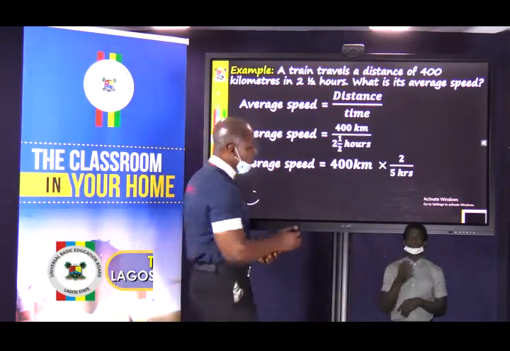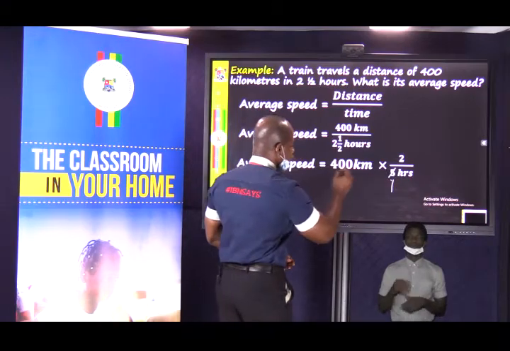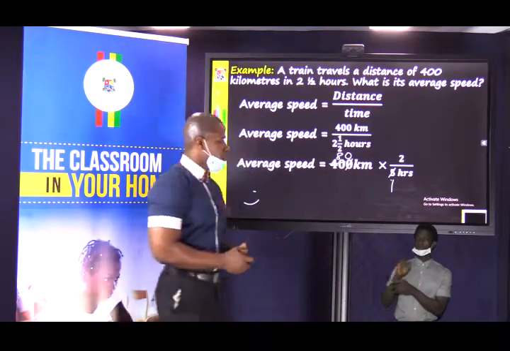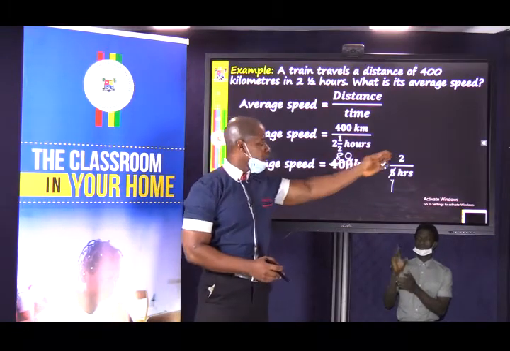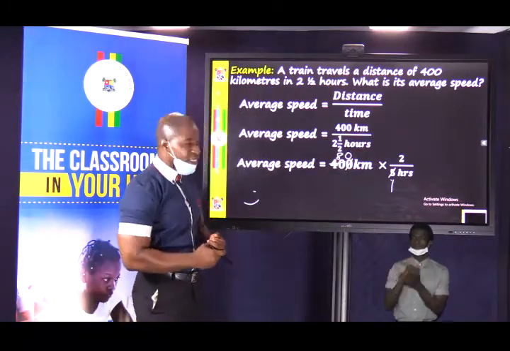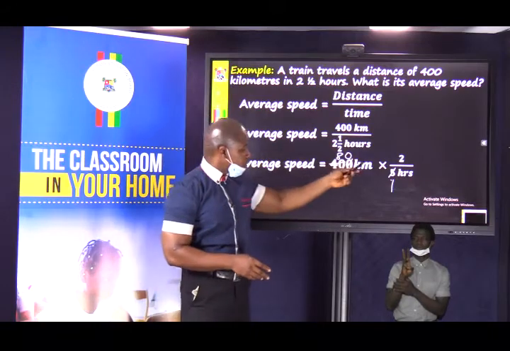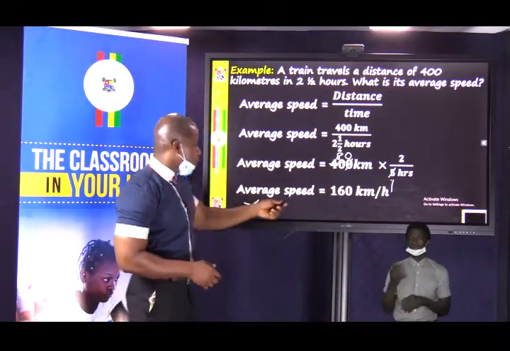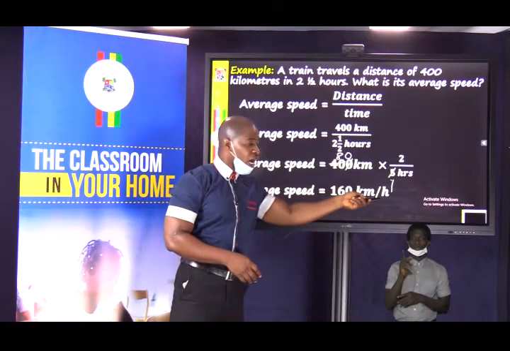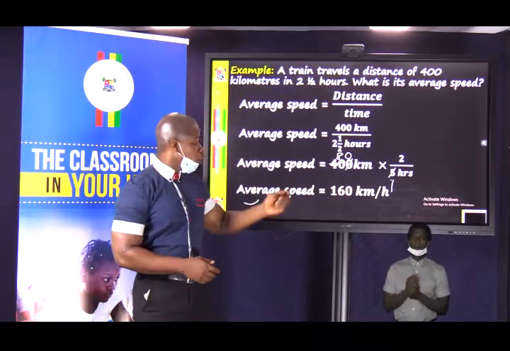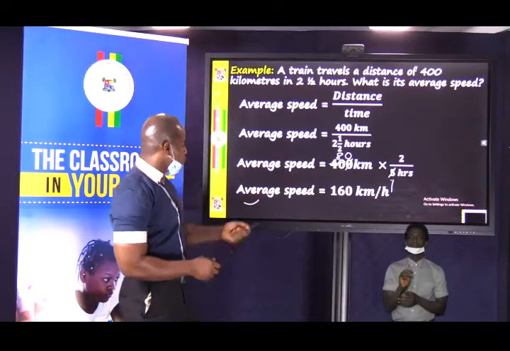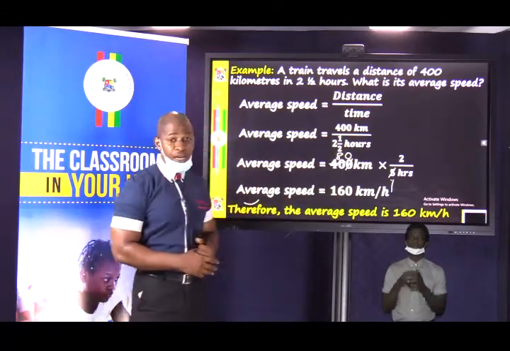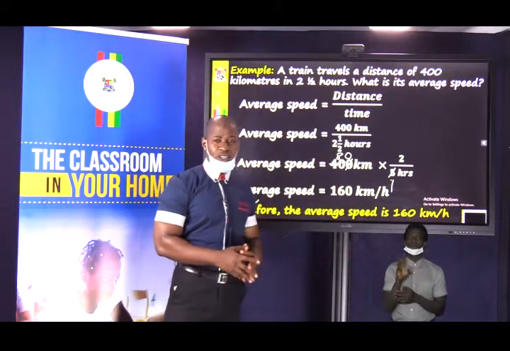Now we can resolve this. 5 goes in 1, 5 goes in 40, 8. 5 goes in 0, 0 times. So we have 80 times 2, and that is 160 kilometers per hour. So let's see. Average speed is 160 kilometers over the hour, that is kilometers per hour. So therefore the average speed of this train is 160 kilometers per hour.